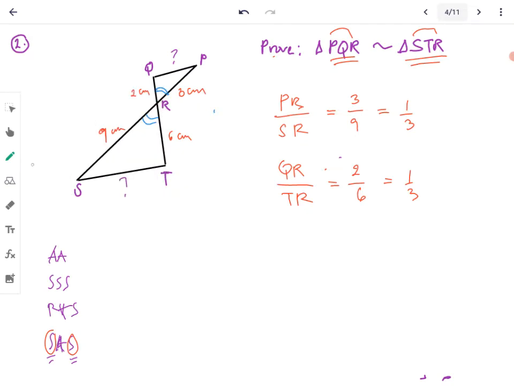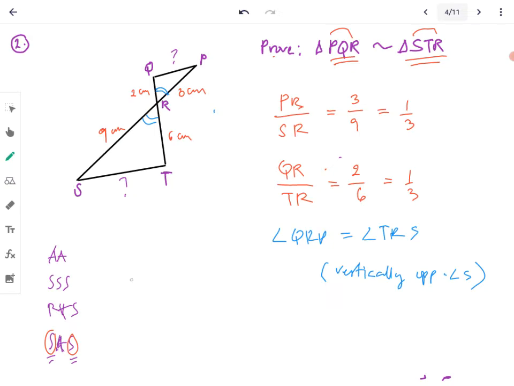We can say that they are equal because angle QRP is equal to angle TRS, or you can say PRQ and SRT. Why are they equal? Because they are vertically opposite angles.